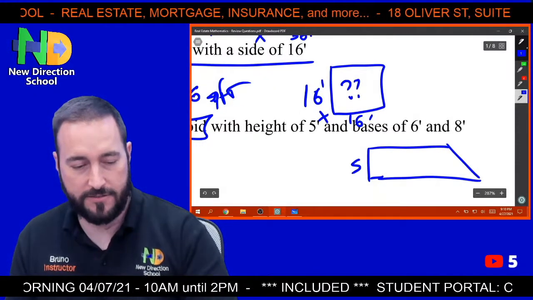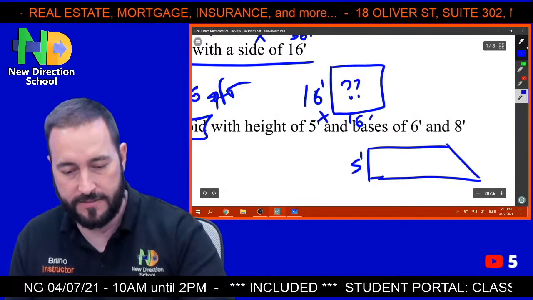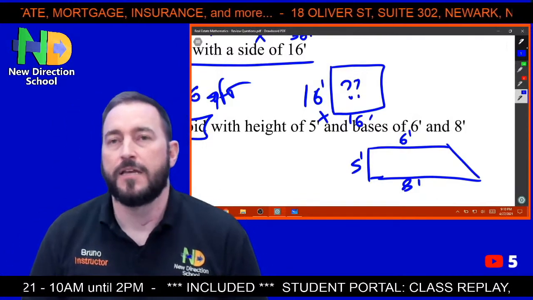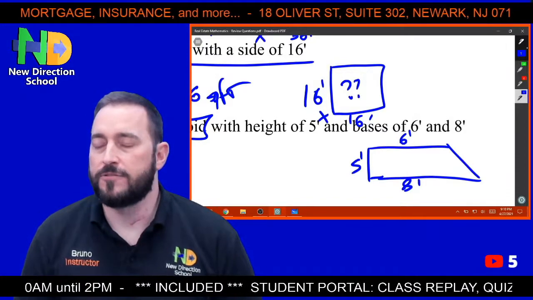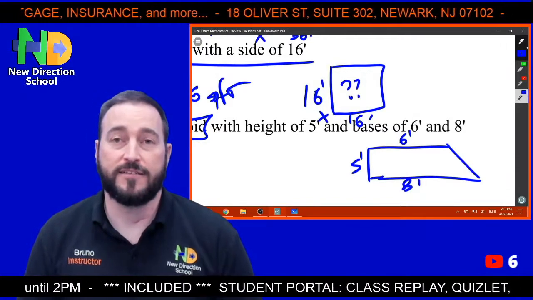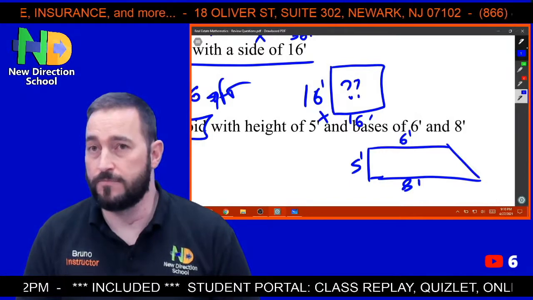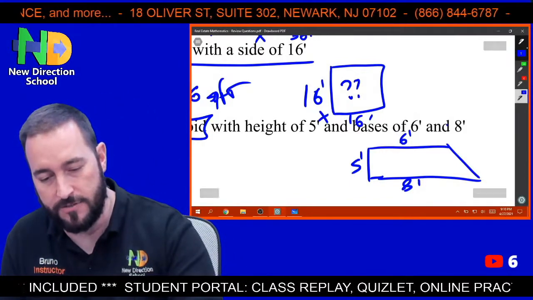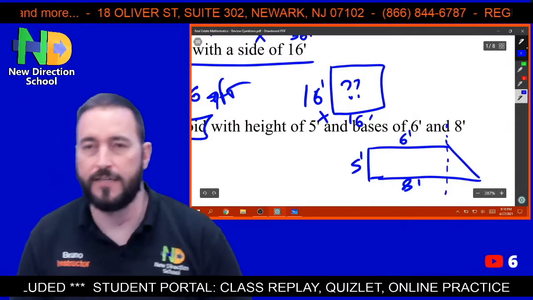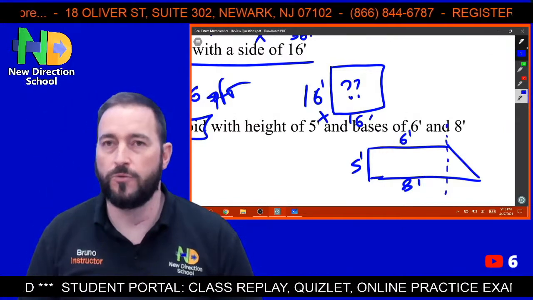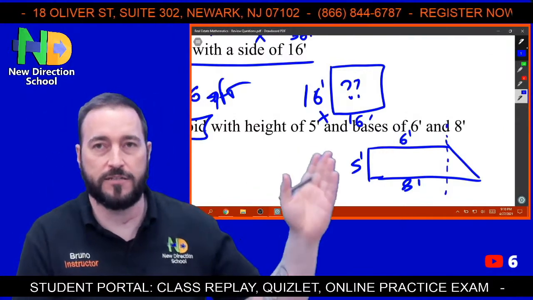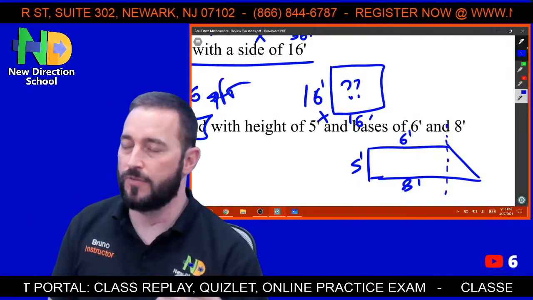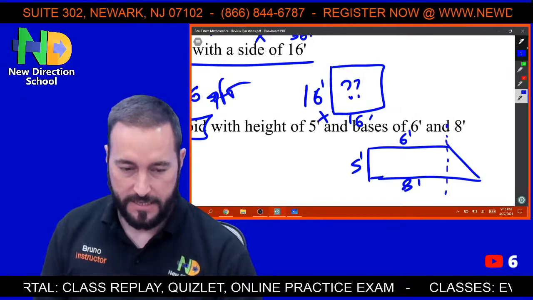And sometimes we have lots that are like this. 5 and then 6 and 8. All right? So we got to figure out how to do another basic shape, which is a triangle. Because for you to figure out trapezoids, the first thing you got to do is always cut it into 2 known shapes. First one is the rectangle, which you know, but we didn't go after triangles yet.